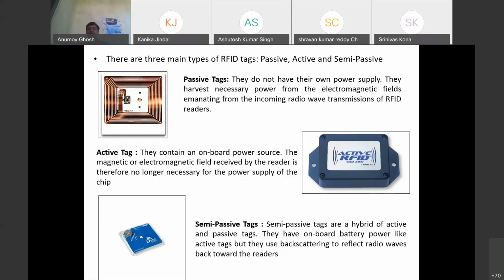Semi-passive tag means what? That is a hybrid kind that has an active mode and also a passive mode. And passive tags are what? Those which are dependent only on the energy of the reader. Those tags are used only in the megahertz range, and also when the reader and the tag are in very close proximity to each other, so that there is no such attenuation of the signal while coming from the reader to the tag.